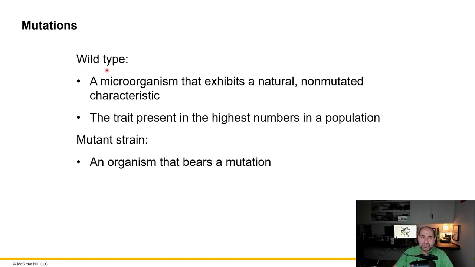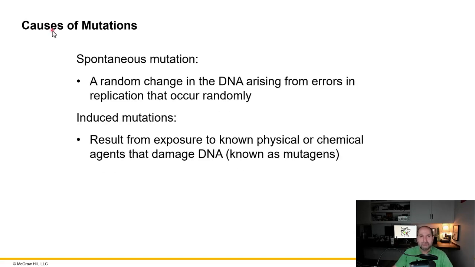The normal gene, as it is normally found in the population, is called the wild type gene. However, a mutated gene, once a gene is altered, it's known as a mutant gene, and that forms a mutant strain of bacterium. The mutant strain is an organism that bears a mutation. Mutations can change the function of the proteins that result from those genes. What are some causes of mutations?